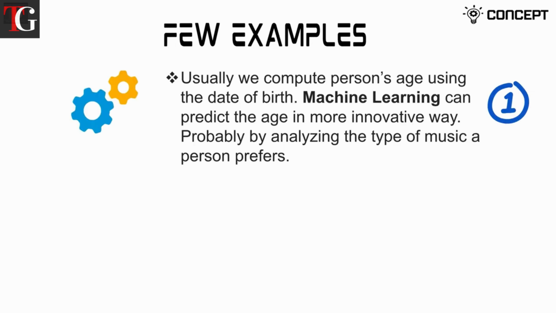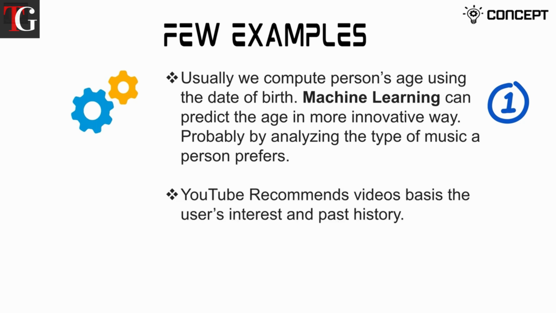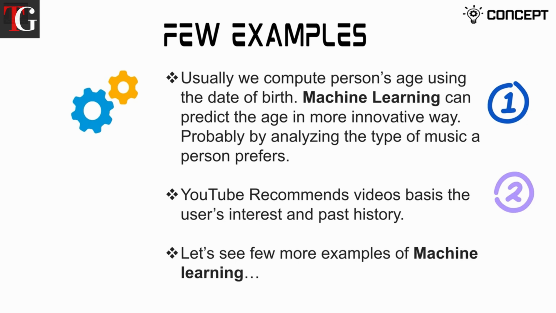Let's see few more examples of machine learning. Usually we compute person's age using the date of birth. Machine learning can predict the age in more intuitive way, probably by analyzing the type of music a person prefers. YouTube recommends videos basis users' interest and past history.